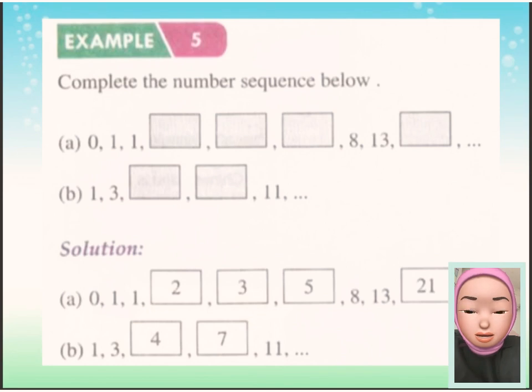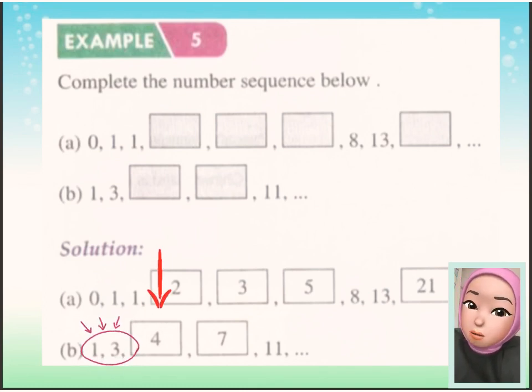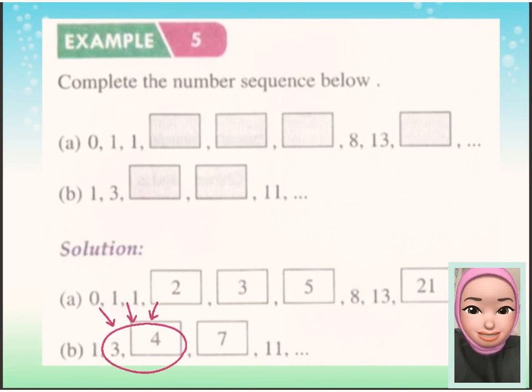Look at example B. It starts with 1, 3. So, to get the next number, it will be 1 plus 3 equals 4. To get the next number, 3 plus 4 equals 7. Then how will we get 11? 4 plus 7.